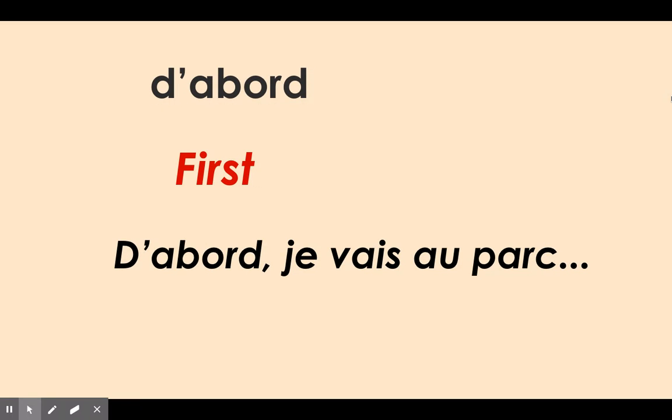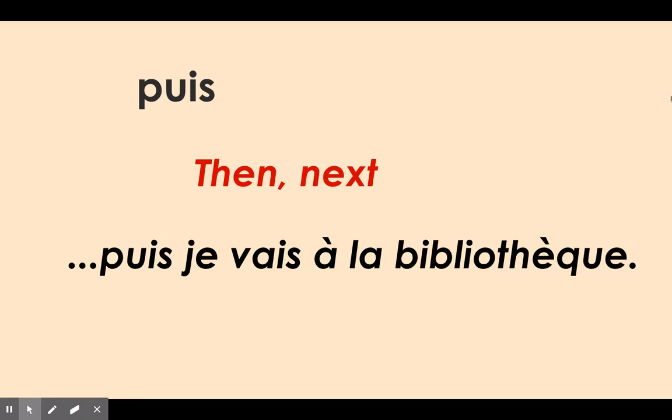So if I take the last sentence, d'abord je vais au parc, puis je vais à la bibliothèque. First I go to the park, then I go to the library. See how we're putting together all the things we've learned? We know à la bibliothèque, we know je vais, now we know puis, and we have a very nice sentence with more elements in it than we've had before. Let's try the next one.